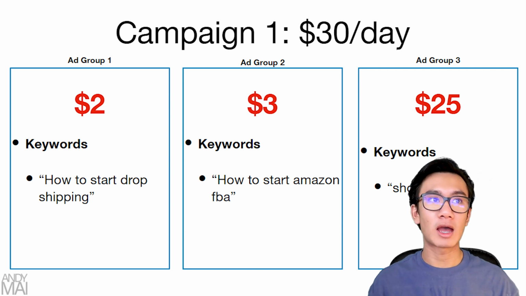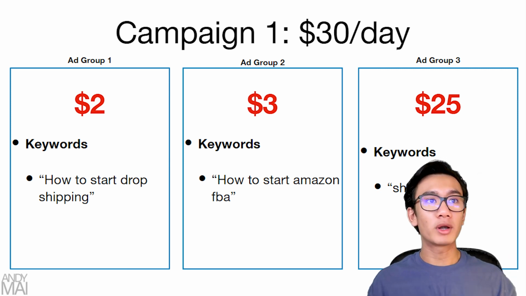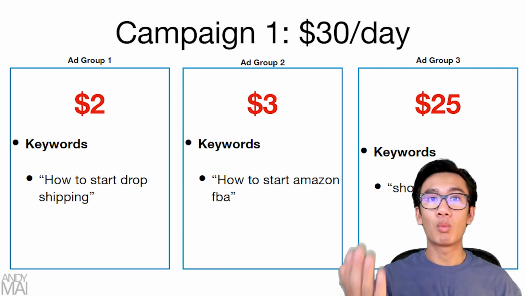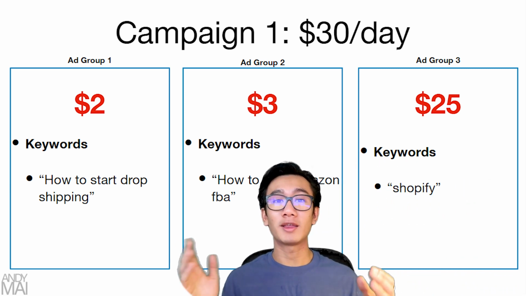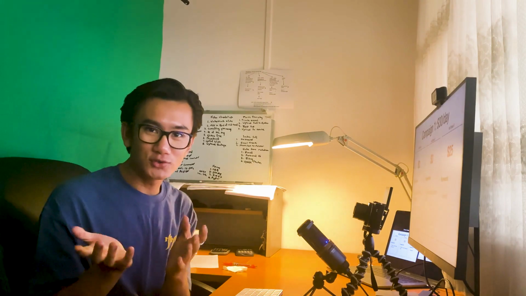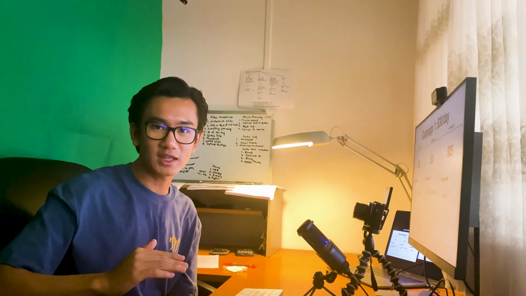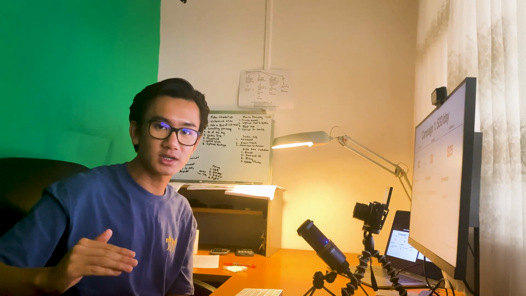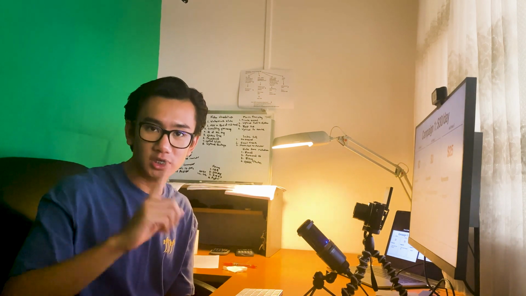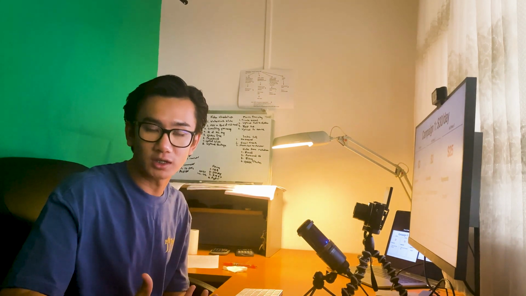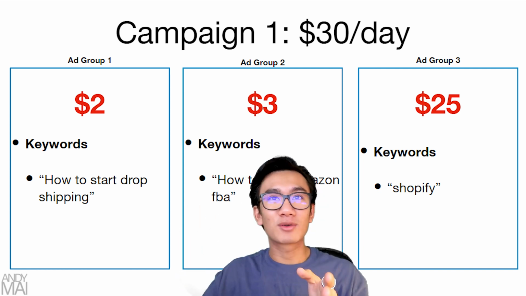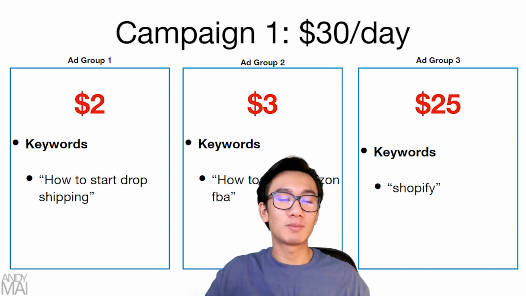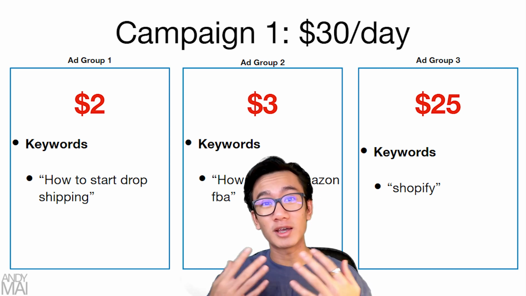You have a $30 campaign, you have 3 ad groups, one keyword is how to start dropshipping, one keyword is how to start Amazon FBA, and one keyword is Shopify, and these are 3 separate ad groups. Usually on Facebook, we have 3 different ad sets, and you have $5 per ad set. Each ad set with each interest will spend $5 evenly. But in this case, as you can see, $25 might just go straight to Shopify, $3 might go to Amazon, and $2 might go to how to start dropshipping.